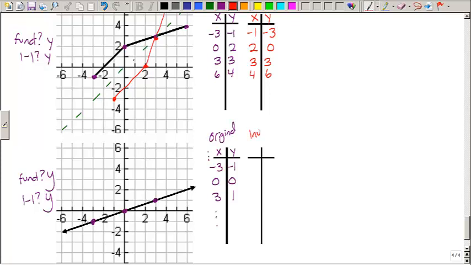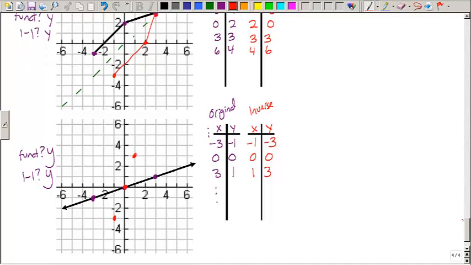To find the inverse, I'm going to take the x and the y values and interchange them. So instead of -3, -1, I'm getting -1, -3. Instead of 0, 0, I'm getting 0, 0. And instead of 3, 1, I'm going to plot 1, 3. When I plot these 3 points, I know that I need to connect them with a straight line with arrows because they do keep on going. I just grabbed 3 of the points. So I connect them with arrows.